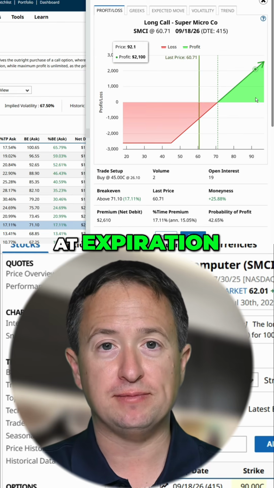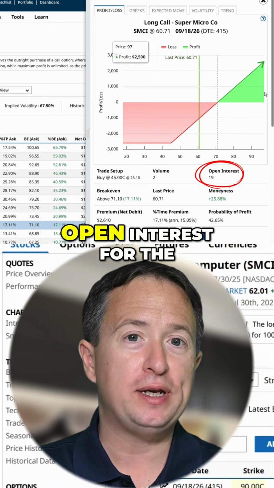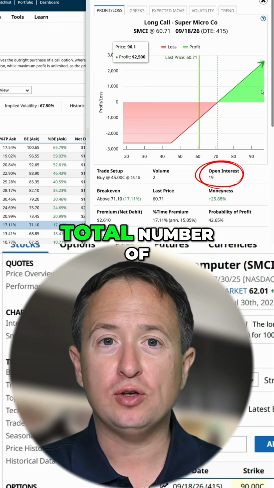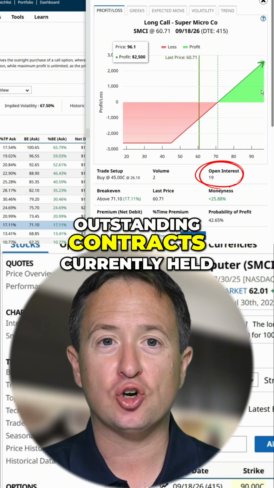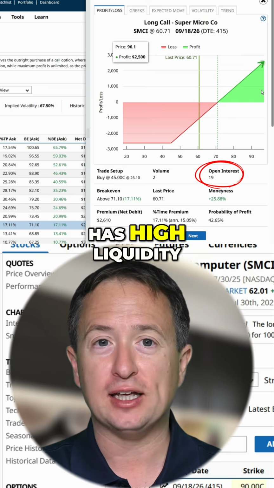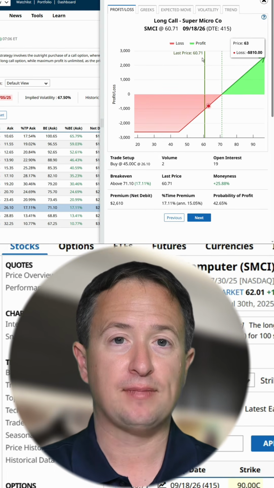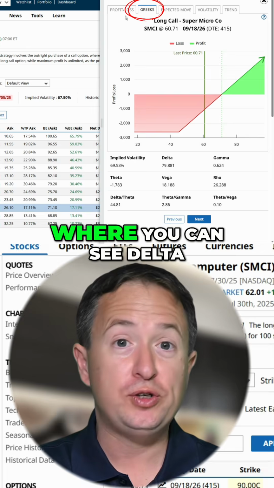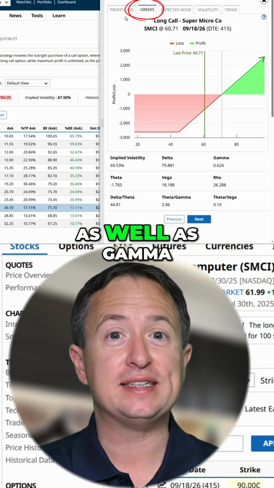You can also see the open interest for the trade, which is the total number of outstanding contracts currently held in the market and tells you if the options trade has high liquidity. More on that later. The next tab is the Greeks, where you can see delta, theta, as well as gamma, vega, and rho.